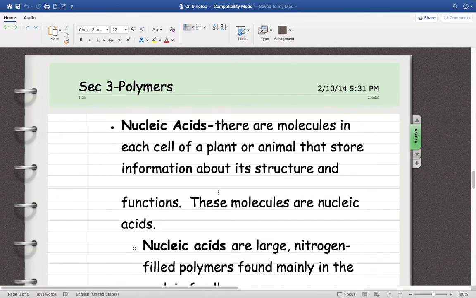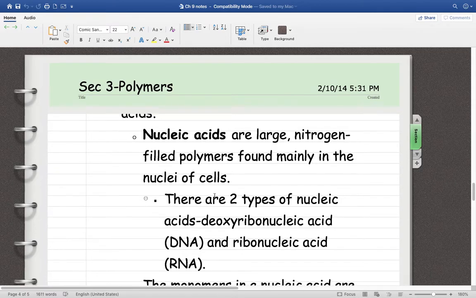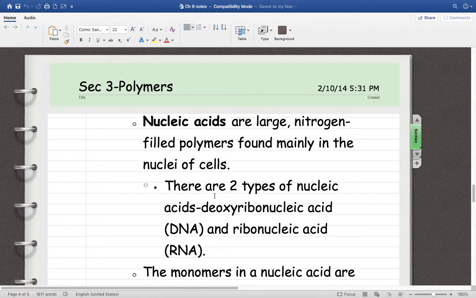The next one is a nucleic acid. These are molecules in each cell of a plant or animal that store information about its structure and functions. These molecules are nucleic acids. Nucleic acids are large nitrogen-filled polymers found mainly in the nuclei of cells. We have 2 types of nucleic acids, deoxyribonucleic acid or ribonucleic acid. So DNA or RNA are nucleic acids. Deoxyribonucleic acid and ribonucleic acid. So DNA and RNA are examples of nucleic acids.